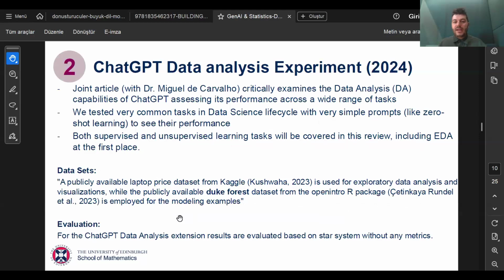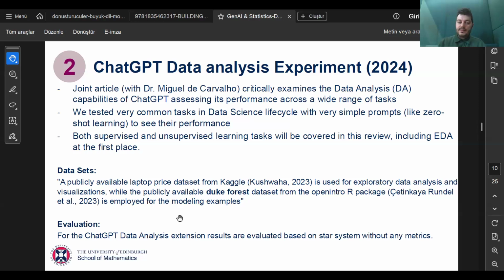But in the first experiment that we did with one of the colleagues in the school, we decided to check a couple of, let's say, data science lifecycle related tasks by asking very simple prompts, like zero-shot learning, to see their performance without creating any complicated or specific prompt. It was like, okay, I had the data set, mimicking maybe a novice learner or the student struggling with where to start, just uploading the data and asking ChatGPT, let's say, this is my data. I need to create some data analysis report. How can I start, or what can I do?